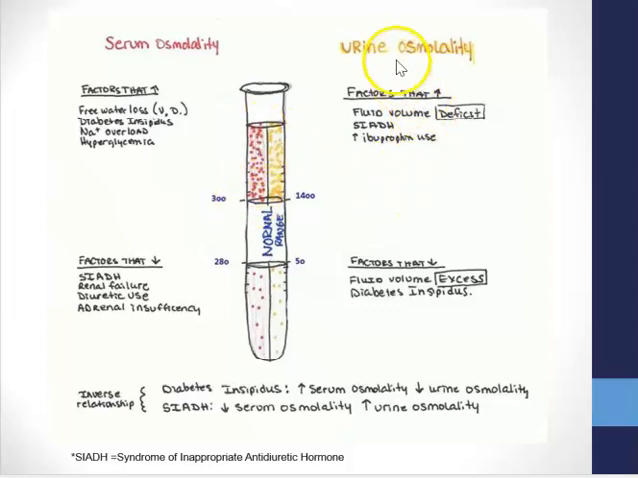Same thing over here on the urine side. Here is our 50 to 1400 for our normal range. These are some factors that could cause urine osmolality to be decreased. Here are some factors where you can see this is increased. These are the reasons or factors that urine osmolality could be increased.